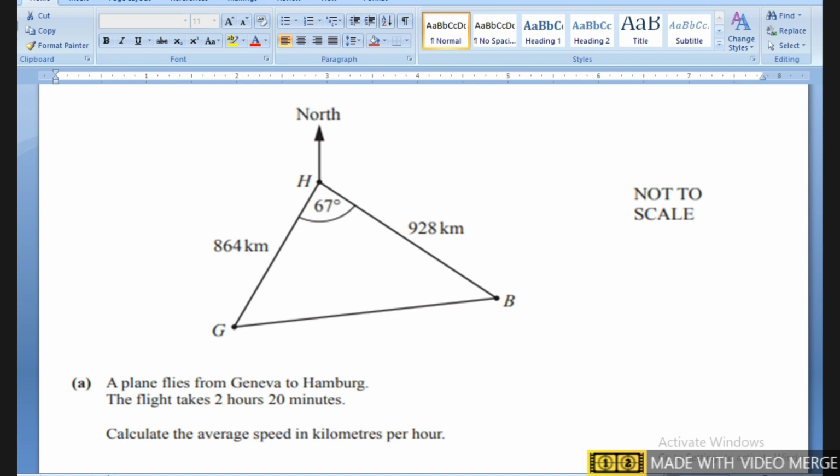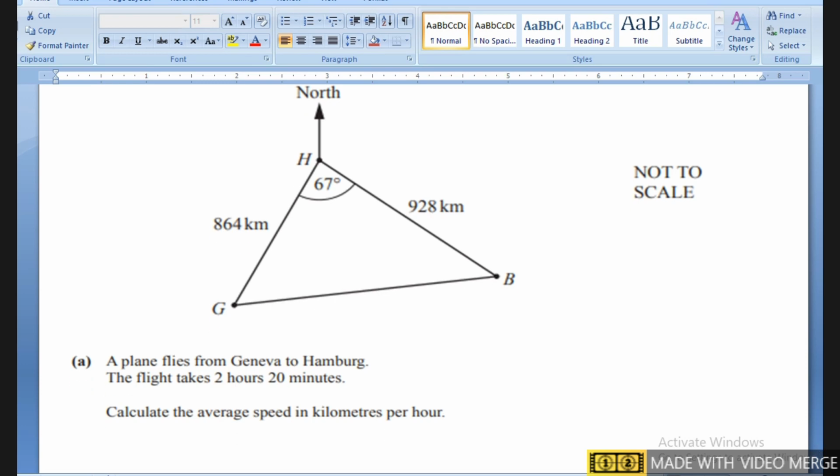The first part of the question says, a plane flies from Geneva to Hamburg. The flight takes 2 hours 20 minutes. Calculate the average speed in kilometers per hour. The first part of the question is not a typical bearing question, it's not part of bearing, it's average speed. But let's just look at it together.